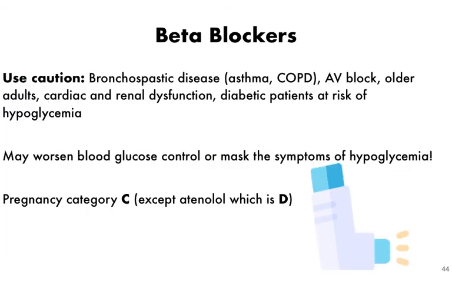Two types of patients you really need to pay attention to when you're prescribing beta blockers are patients with either asthma or COPD and patients who are diabetic.